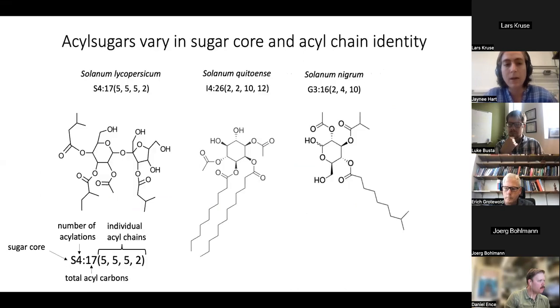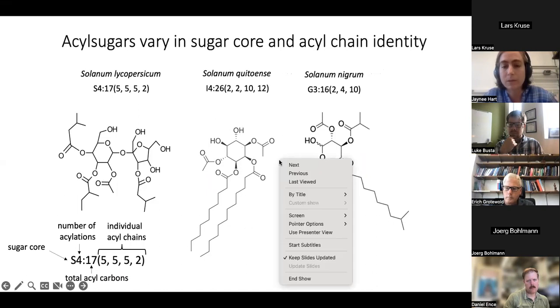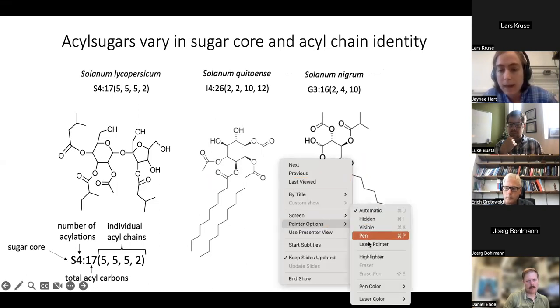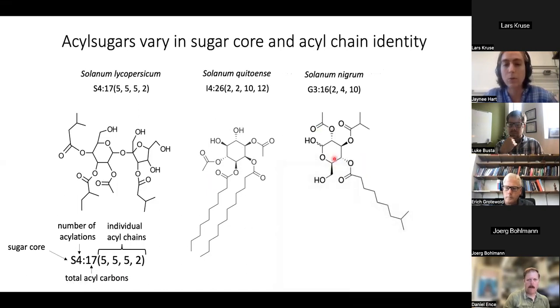predating them. So we don't have just acyl sucroses, although that's what I was just highlighting on the previous slide. You also can have different sugar cores on these acyl sugars. So in this case, you have one from Solanum pedoense that has an inositol sugar core, and the one from Solanum nigrum that has a glucose sugar core.